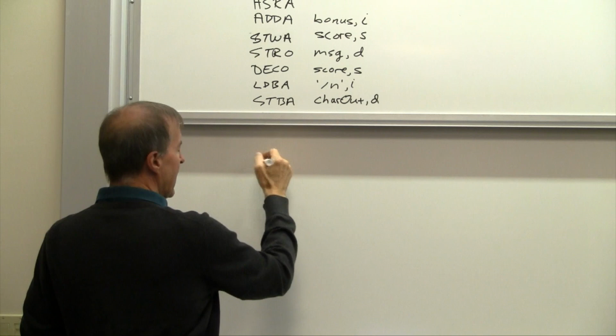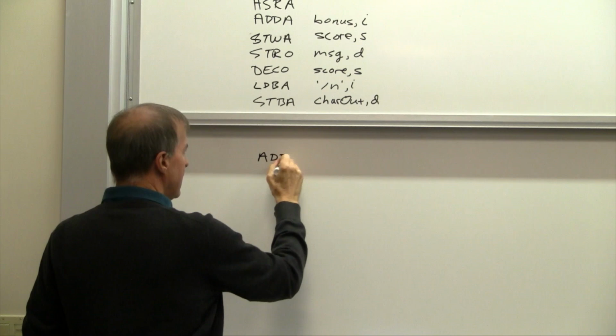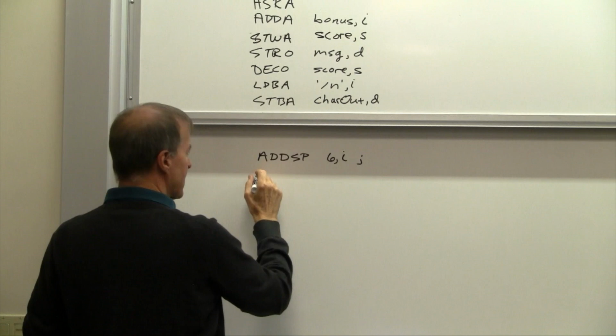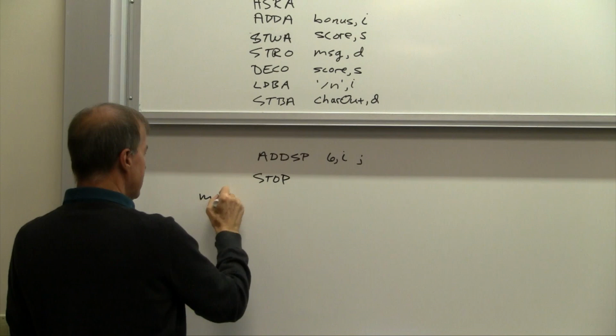Yeah, how do we pop it off? Add SP, how much? 6, addressing mode immediate, and then some trace tags, and then what goes here? Stop, and then what? Message, blah, blah, blah, and then .END. All right, let's see if we did it right.